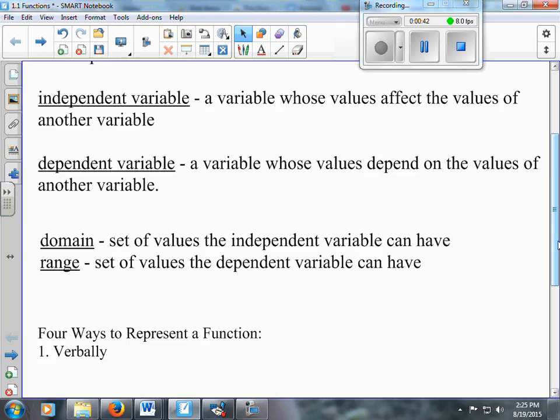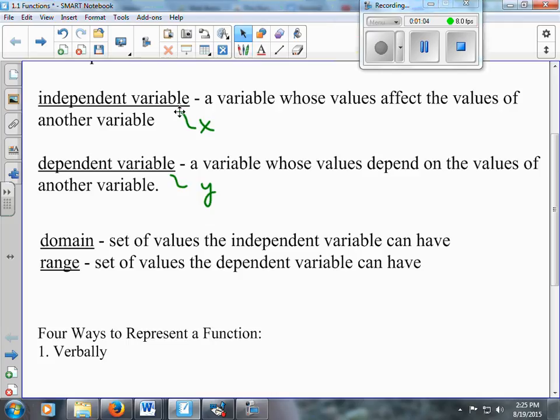So usually our independent variable, we use the letter X for that, and the dependent, we'll usually use the letter Y for that. The domain are the different input values that you may use as an input. The range are the different output values that you get from those different inputs.